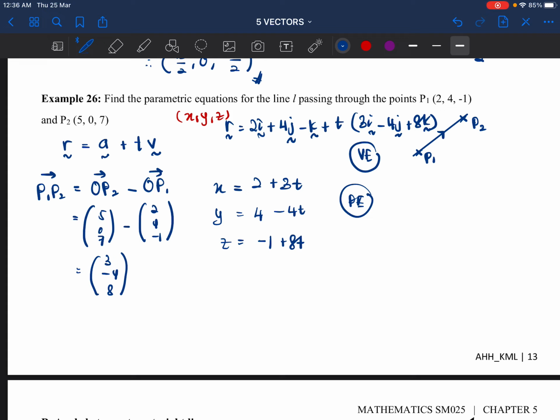Okay, contoh saya tambah sikit soalan ni. Dia kata, where does the line intersect the XY plane? Okay, contoh kita tambah sikit. Where does the line intersect XY plane? So, apa yang kamu ingat tentang XY plane? Pergi ke surat pertama kamu punya nota. XY plane ialah z equals to 0.